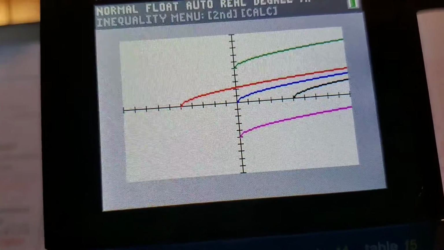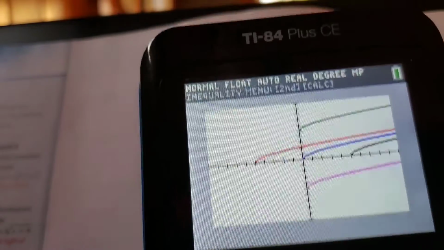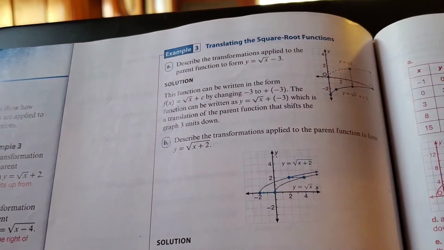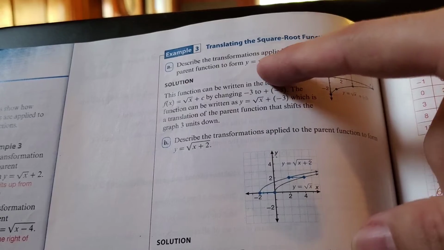If it moved up or down, it's because it's outside the square root symbol. And that's pretty much it. So if you look at example 3, it says, describe the transformation applied to the parent function to form y equals square root of x minus 3.